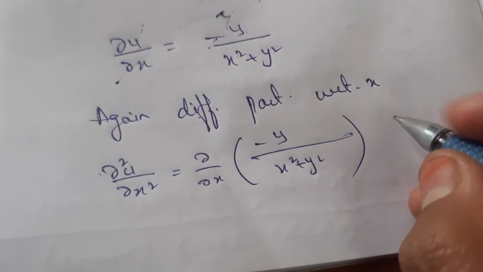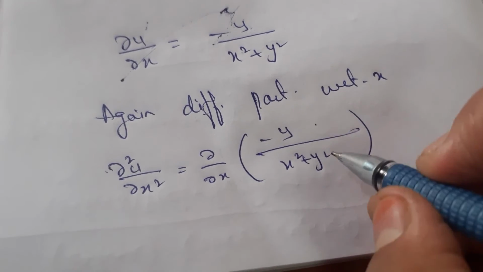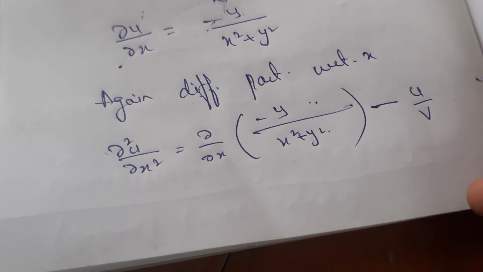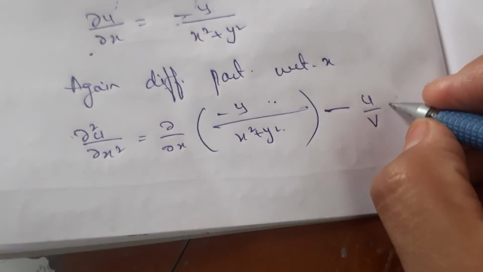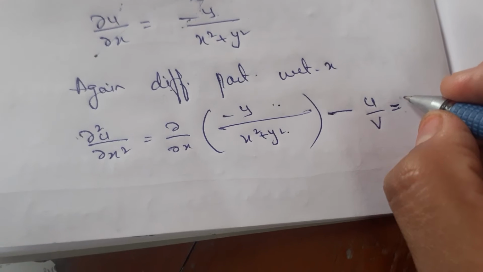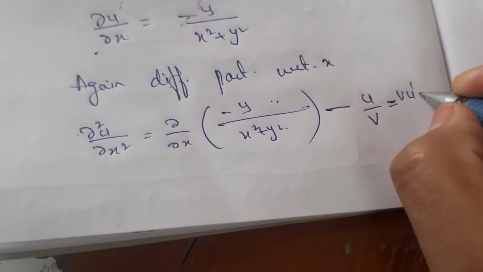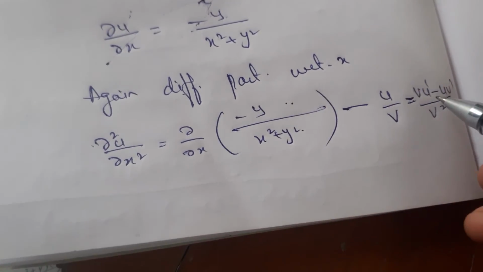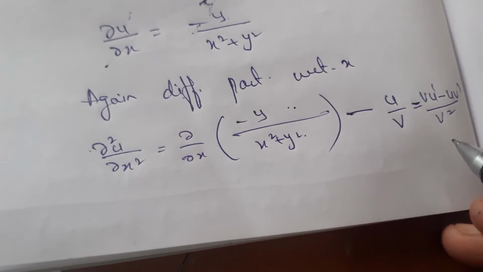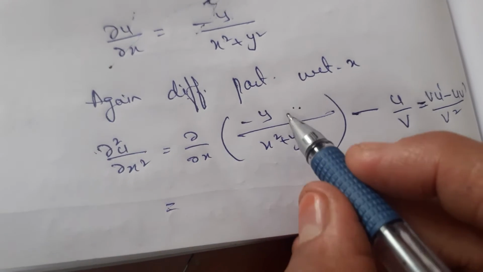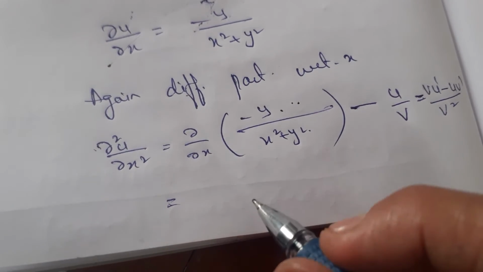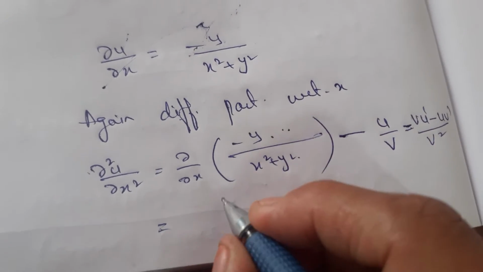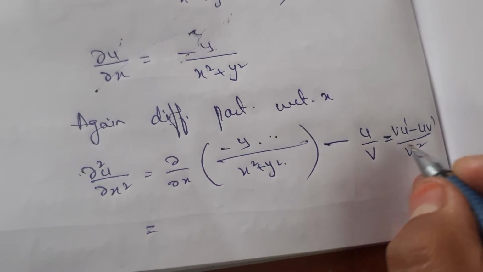Children, I think you know which type of function is given. It is in the form of the u by v rule. So what is the formula for the u by v rule? (v u dash minus u v dash) by v square. So what we will get here, it is our u and it is our v. So let us substitute in our formula.